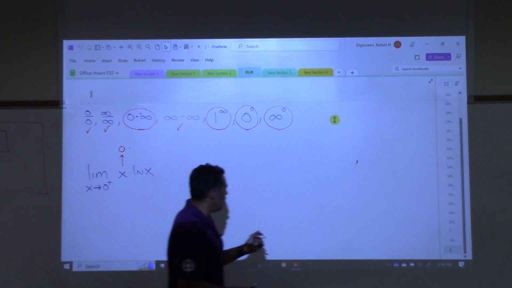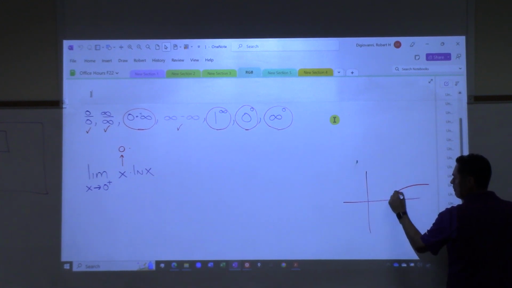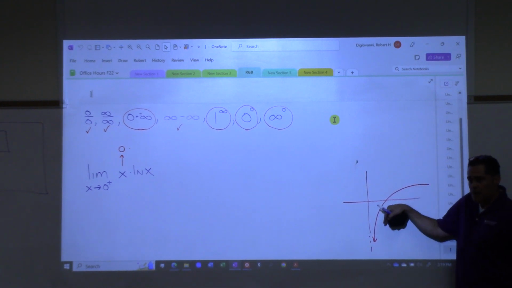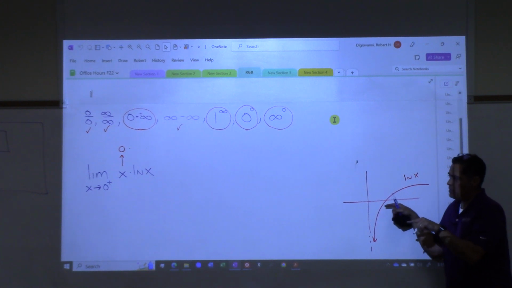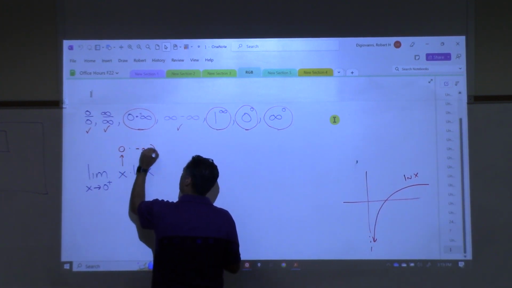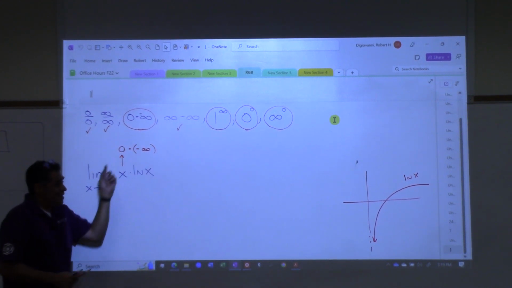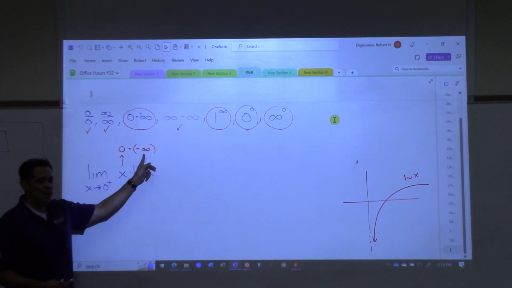What does the natural log function look like as you approach 0 from the right? It heads down like that. We have that asymptote. So where does the natural log function go as we head to 0 from the right? Negative infinity. So you see that this is headed to negative infinity. So what happens when you have this infinitesimally small number times this huge negative number?